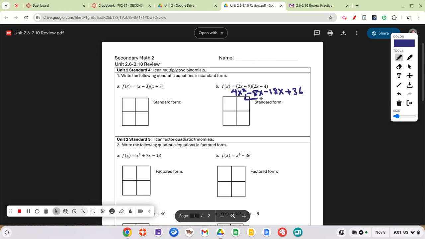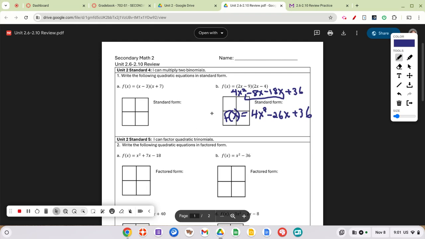Going to combine my like terms. I've got 8 negatives and 18 negatives on the x's. I'm going to write down my x squareds first. And I've got, what is that, negative 26x plus 36, okay? And you write f of x equals, okay? And that's the answer for that one. Okay, that's all of standard 4.